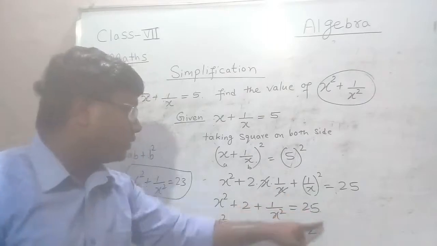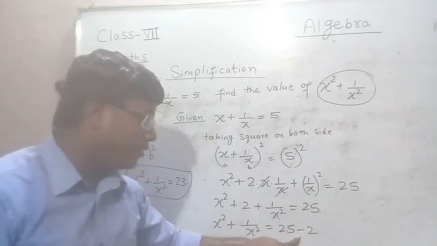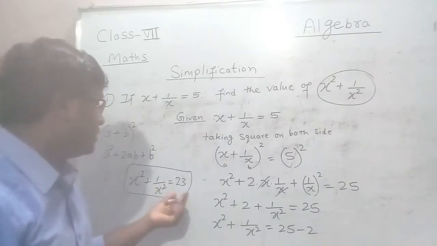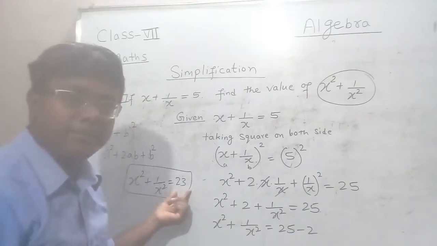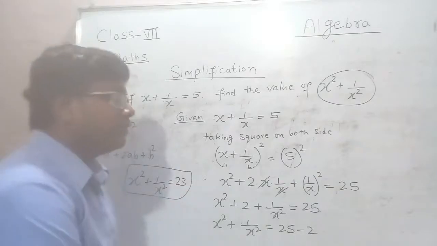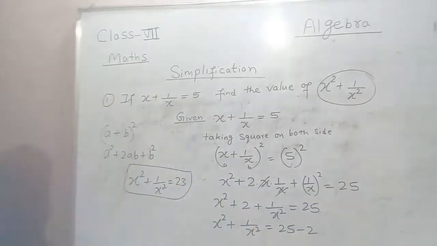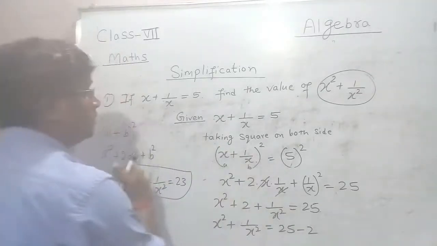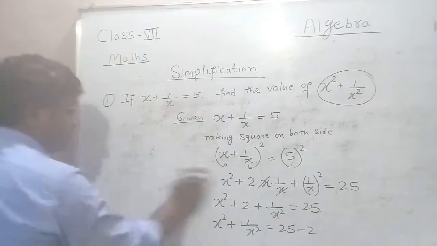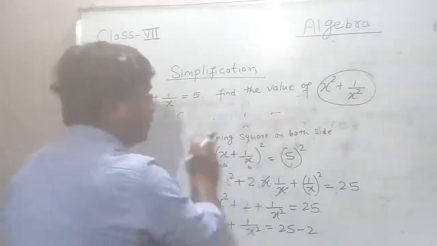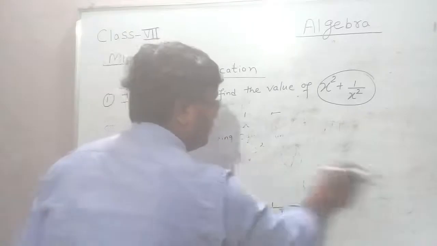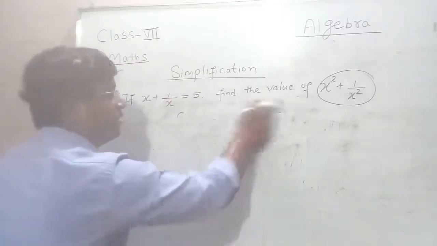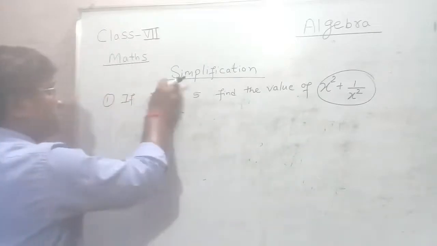So plus 2 transfers to the right-hand side, it will be minus there, and we will get the value of x square plus 1 upon x square is equal to 23. Okay, so similar question we will do another. Similarly, we will do another question similar to it. Just you need to remember here the (a plus b) whole square formula, that is a square plus 2ab plus b square.